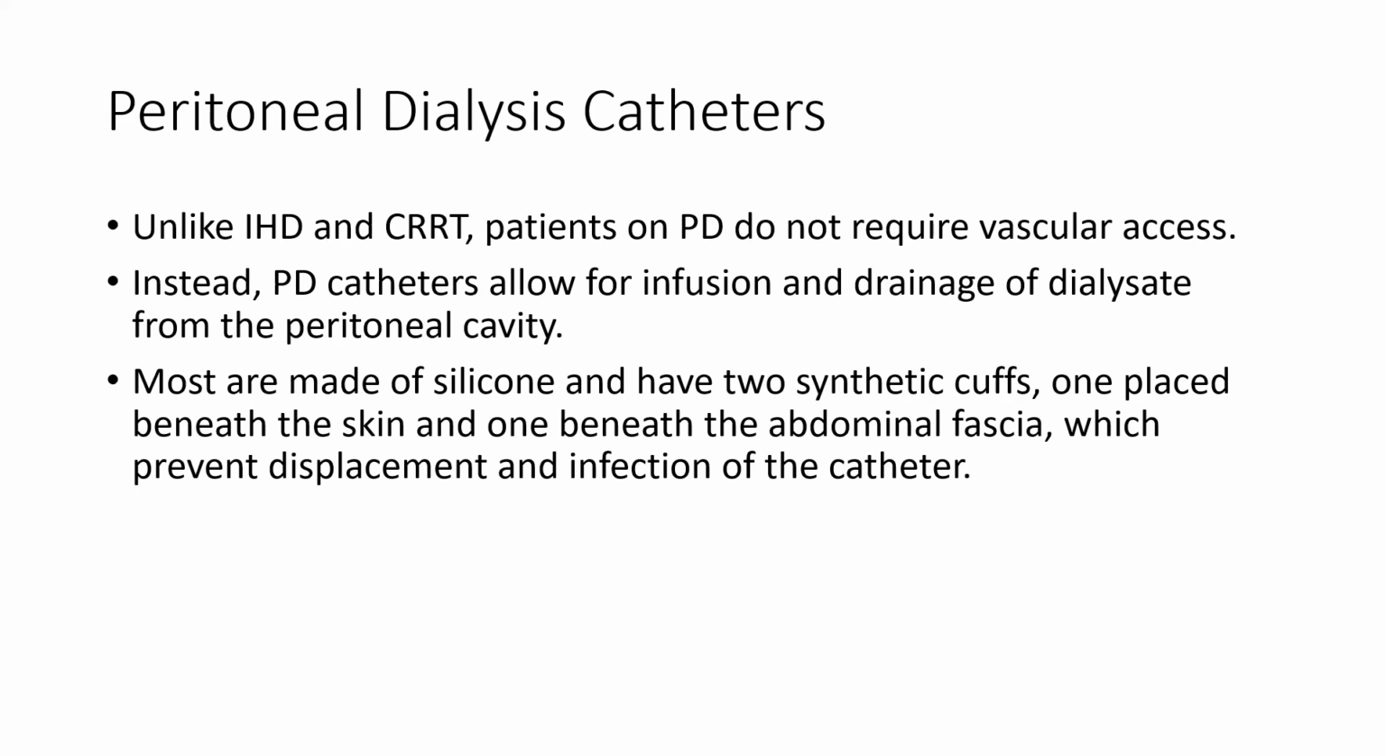Now, the peritoneal dialysis catheter. Unlike IHD and CRRT, patients on peritoneal dialysis do not require vascular access. Instead, the peritoneal dialysis catheter allows for infusion and drainage of the dialysate from the peritoneal cavity. Most are made of silicone and have two synthetic cuffs, one placed beneath the skin and one beneath the abdominal fascia, which prevent displacement and infection of the catheter.